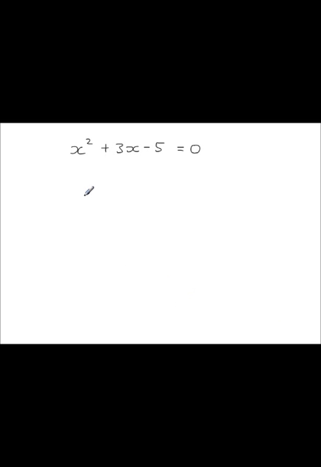First example, x squared plus 3x minus 5 equals 0. So a is equal to 1 because you have 1x squared. b is equal to 3. And c is equal to minus 5. Be sure to include the sign, minus 5. And then substituting these into the quadratic formula.